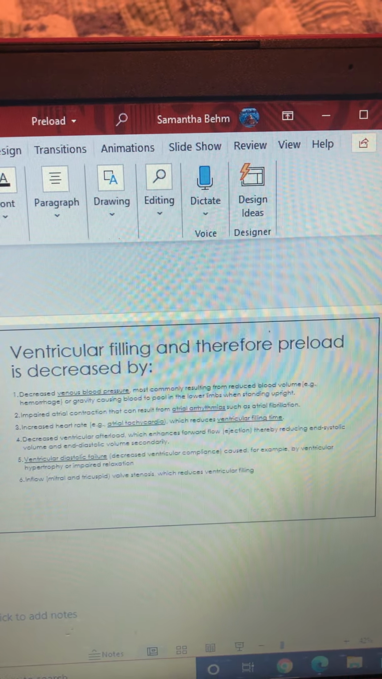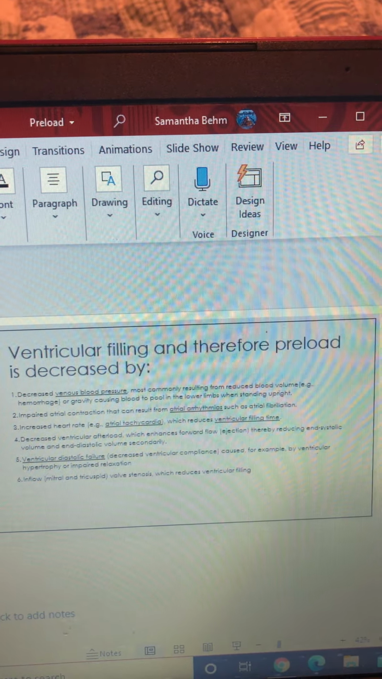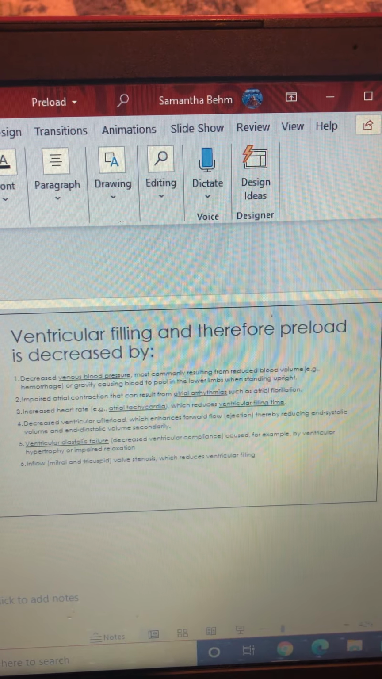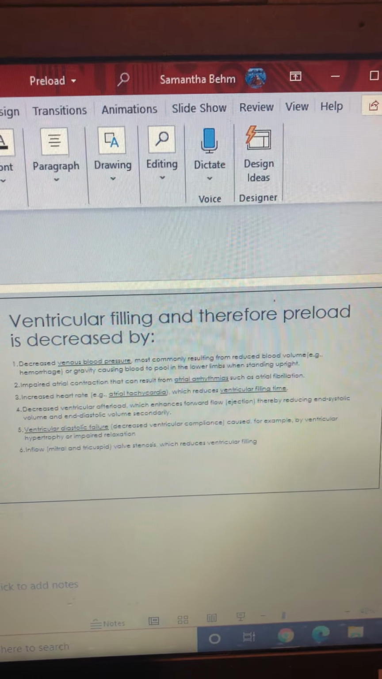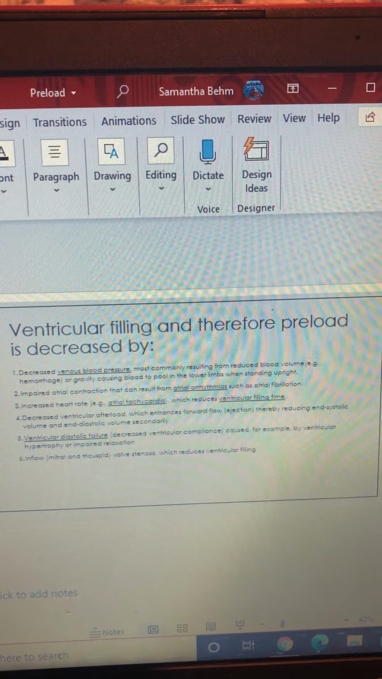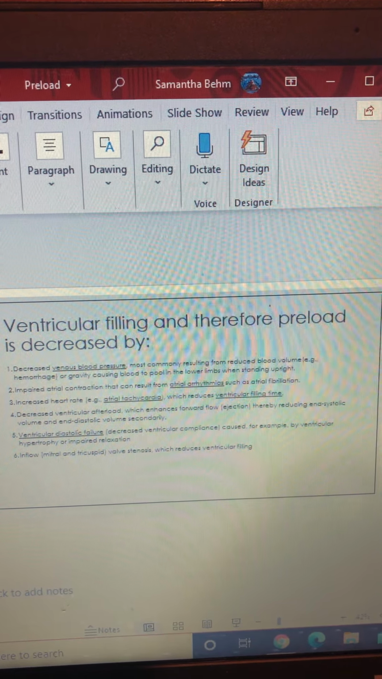Also, if you have an increased heart rate, such as in tachycardia, that's going to reduce the ventricular filling time, which is going to decrease your preload. Also, if you have a decreased ventricular afterload, that's going to enhance the forward flow or the ejection, thereby reducing the end systolic volume and the end diastolic volume secondarily.